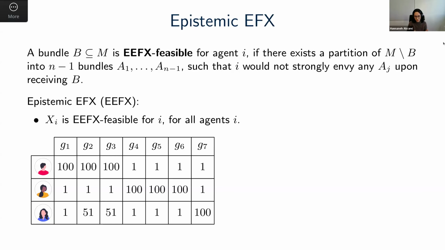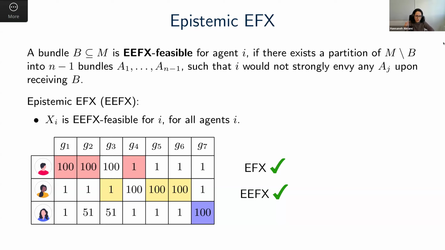Here you see 3 agents, 7 goods. The agents have additive valuations for these goods. Let's consider the following allocation, where G1, G2, and G4 are allocated to the first agent, and so on. I claim that this allocation is EFX, and therefore it's also epistemic EFX, since epistemic EFX is a relaxation of EFX. In fact, this allocation is envy-free. If you check the envy between any 2 agents, you see that it doesn't exist. Hence, we get these 2 properties as well.